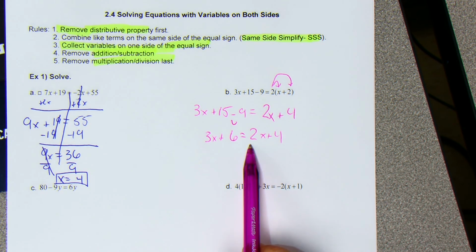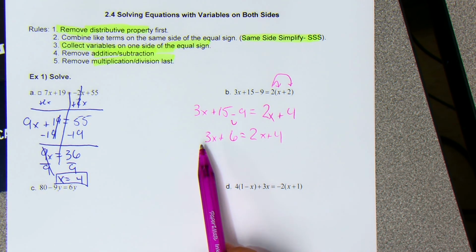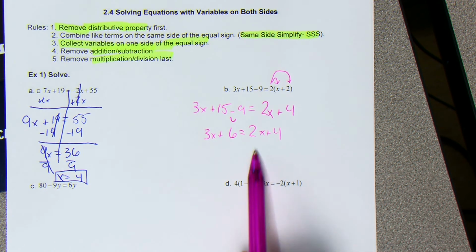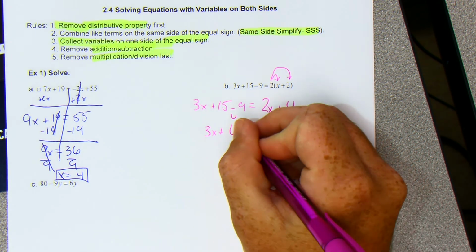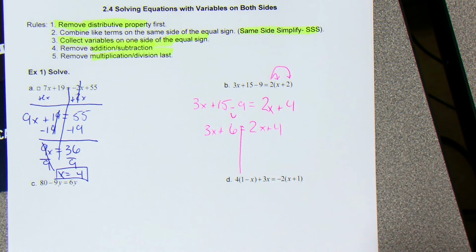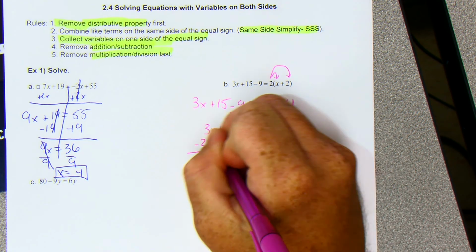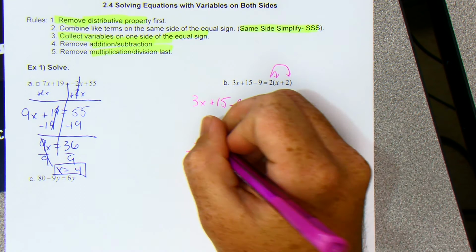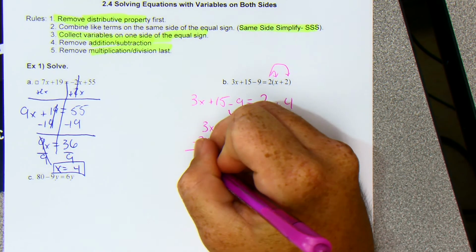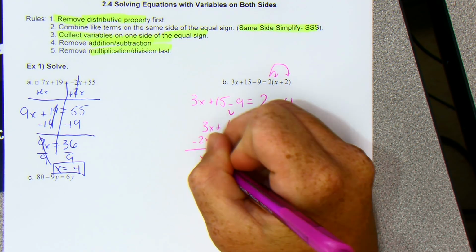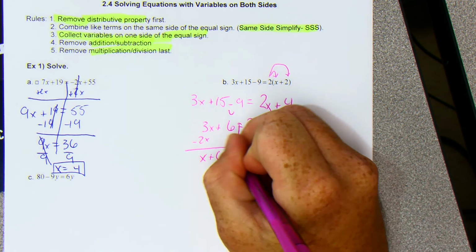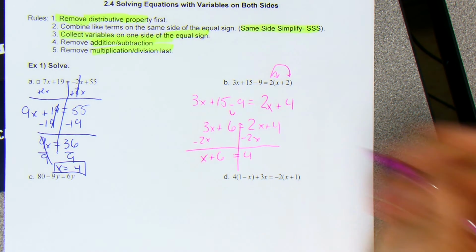Since this 2 is smaller, I'm going to move whatever the smaller number is attached to my variable. This is a positive 2. In order to move a positive 2 across the equal sign, I need to do the opposite of that, which would be a negative 2. So I'm going to subtract 2x on both sides of the equal sign. Okay, 3x minus 2x would give me 1x or x. Then I have plus 6 equals 4.